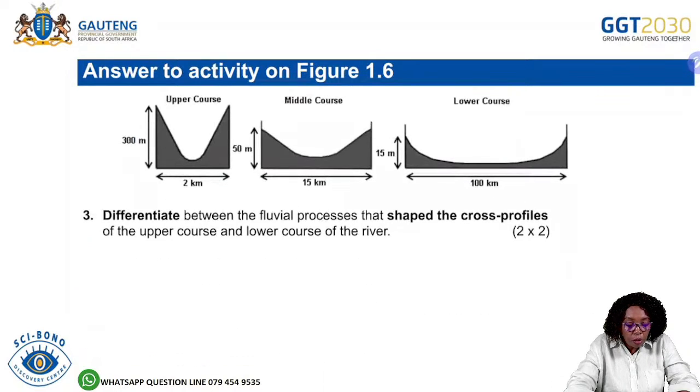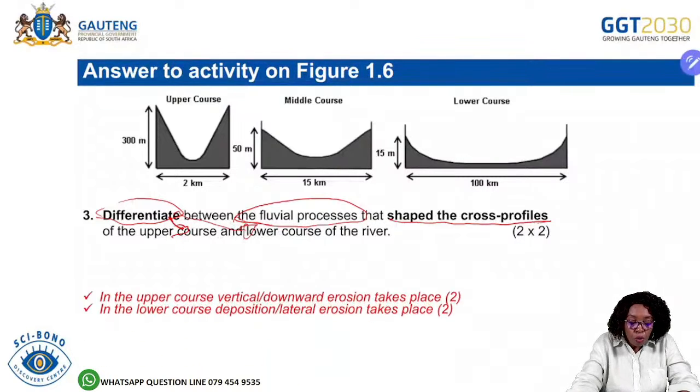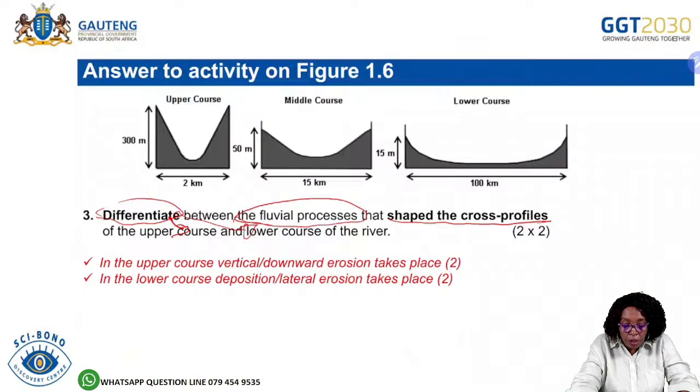Then we look at the third question: differentiate between the fluvial processes that shaped the cross profile of the upper course and the lower course. So what do we do? We are expected to differentiate. What are we looking at? The fluvial processes which shaped the cross profile. The comparison that we are doing is between the upper course and the lower course. All right, so here is the difference.